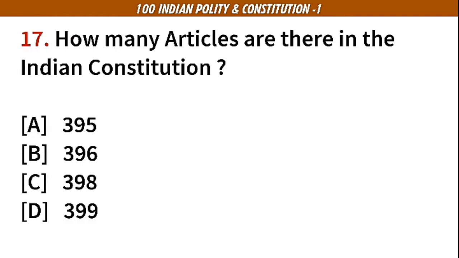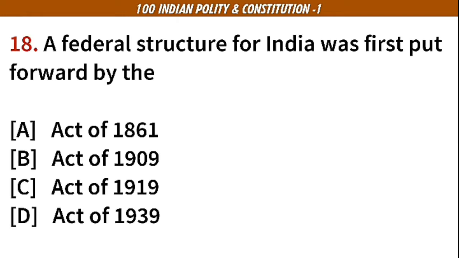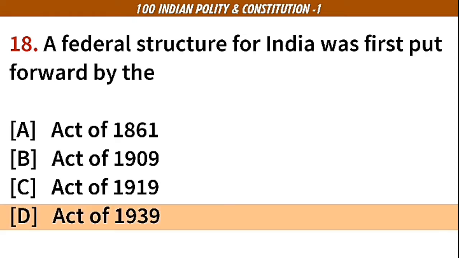How many articles are there in the Indian Constitution? Answer A. 395. A federal structure for India was first put forward by the? Answer D. Act of 1939.